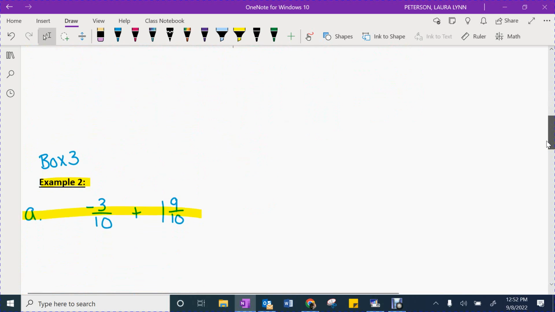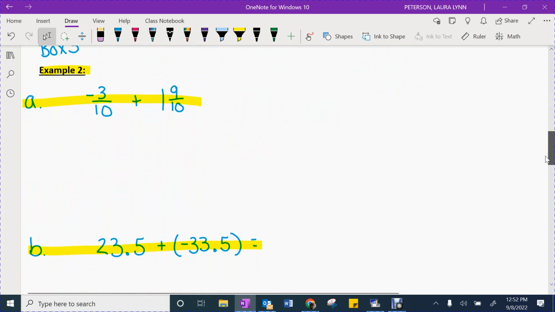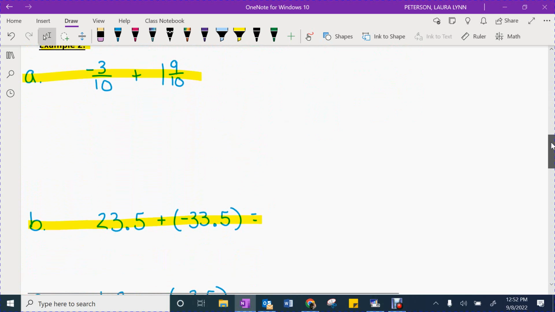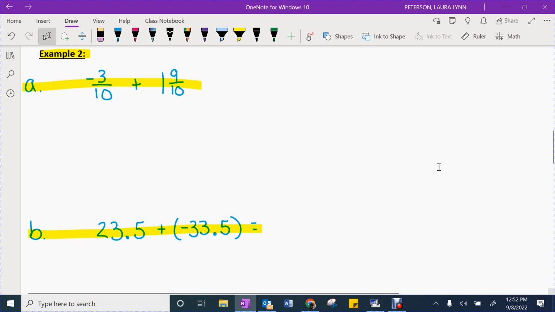Let's move on to box 3. Let's deal with some fractions and decimals. Here's box 3, example 2A and B. Please pause the video and copy those down. Okay, let's start to go through them.